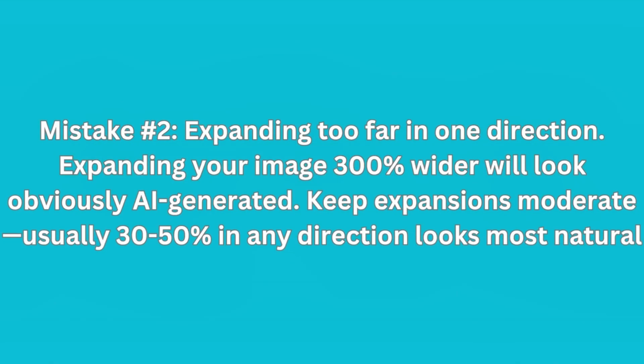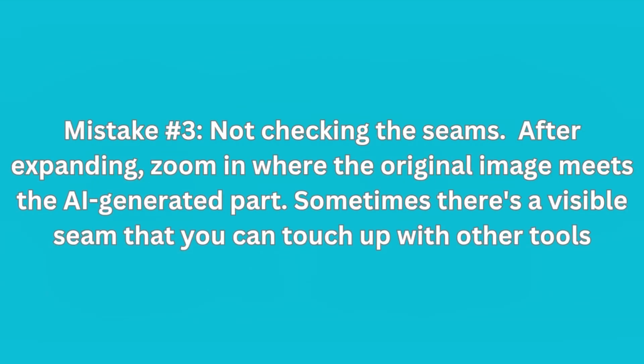Mistake number 2, expanding too far in one direction. Expanding your image 300% wider will look obviously AI generated. Keep expansions moderate. Usually 30 to 50% in any direction looks most natural. Mistake number 3, not checking the seams. After expanding, zoom in where the original image meets the AI generated part. Sometimes there's a visible seam that you can touch up with other tools.